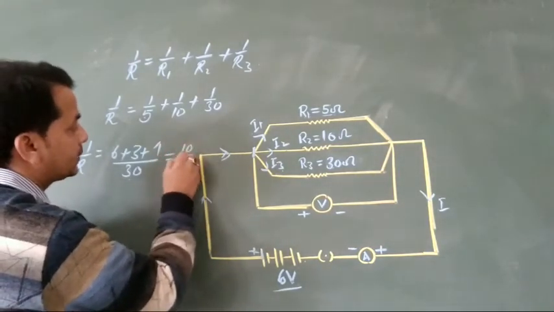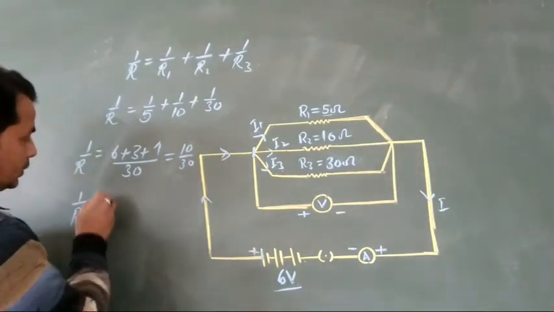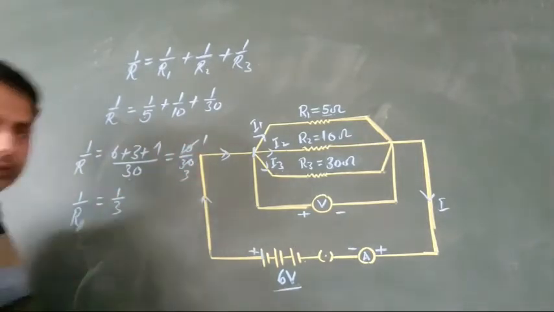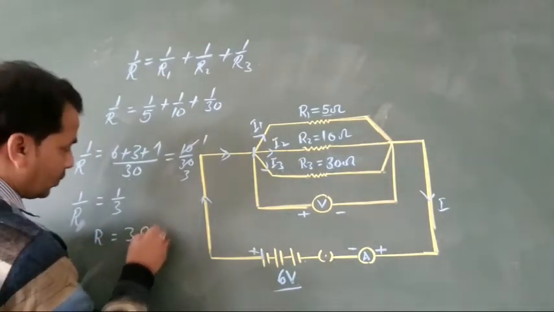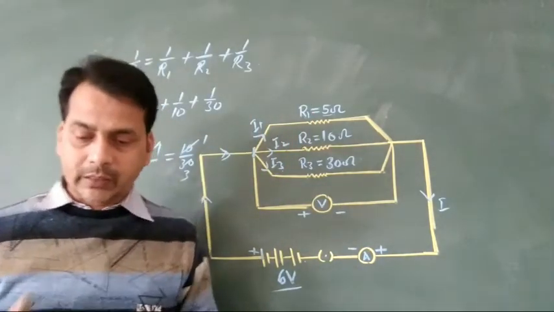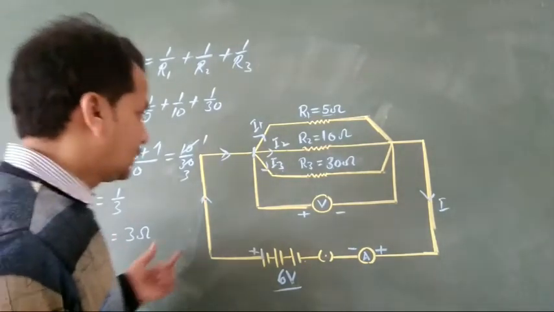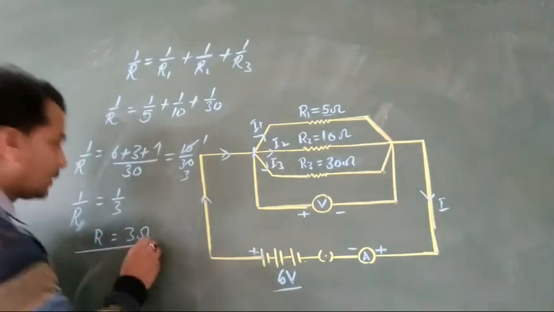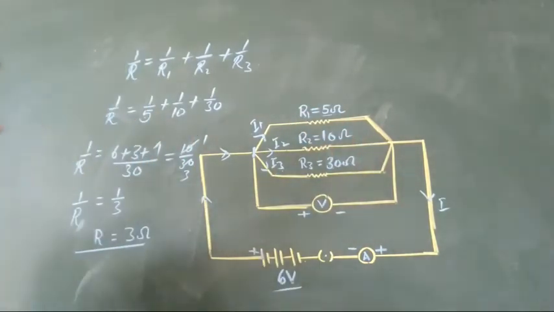That is 10 by 30, then 1 by R equal to 1 by 3. So the equivalent resistance R equal to 3 ohm. The right answer of the third question, the total effective resistance of this circuit, is 3 ohm.